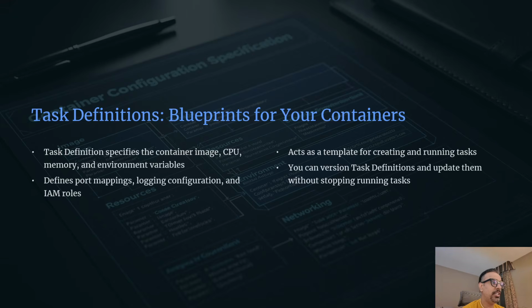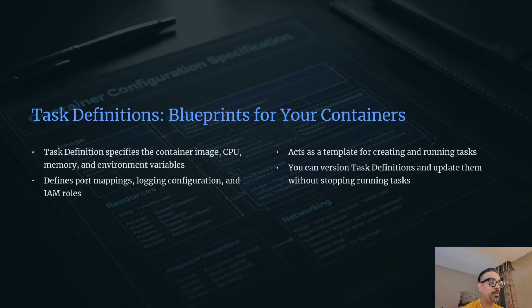Think of task definition as a detailed recipe of how to run your container. It includes all information ECS needs to launch and run your task successfully. First, you specify the Docker image. This is the containerized version of your application. This image comes from somewhere, usually AWS ECR or Docker Hub.